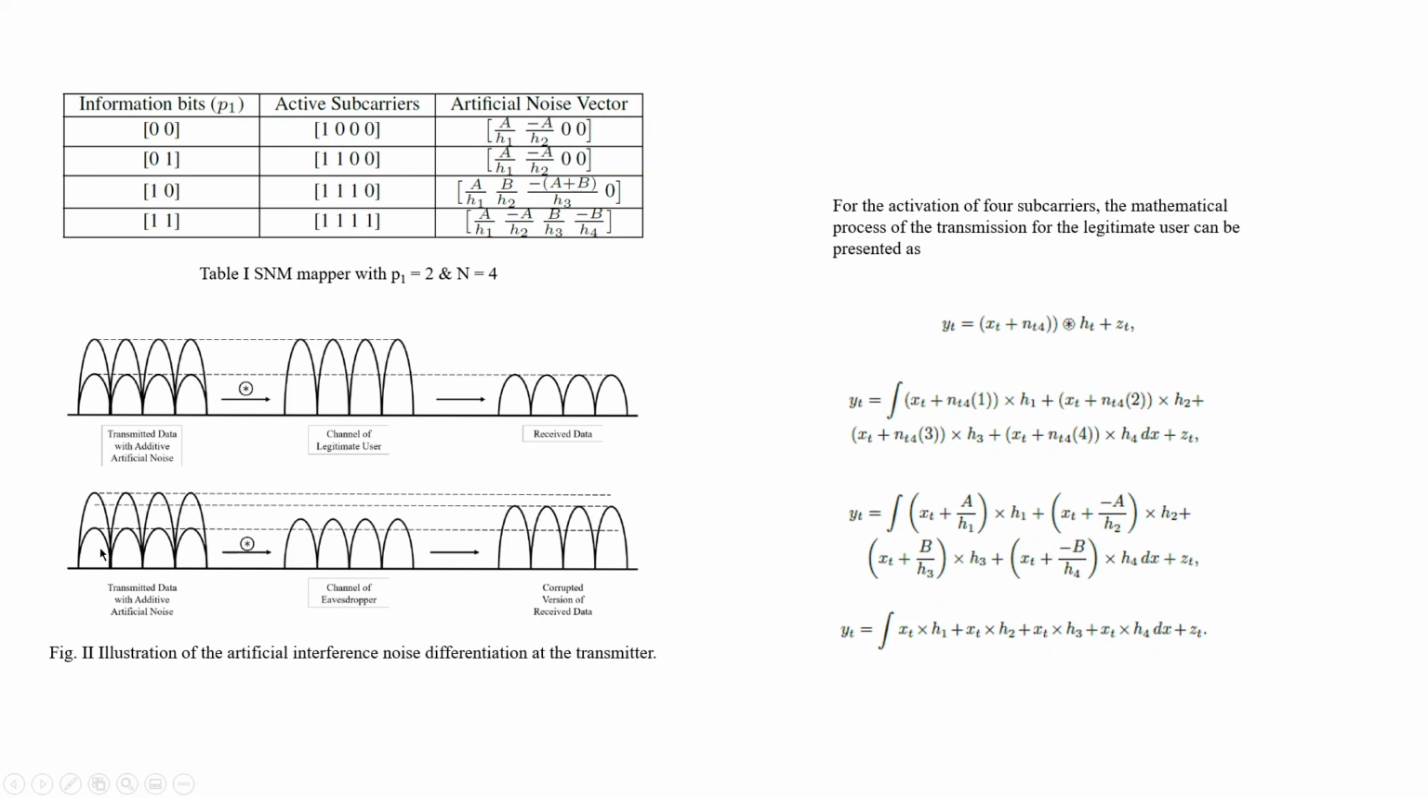But for the eavesdropper we have the transmitted data and the additive noise, but as you can see on this side, the channel of the eavesdropper does not match the additive artificial noise, so at the end what we come up with is the corrupted version of the received data for the eavesdropper.